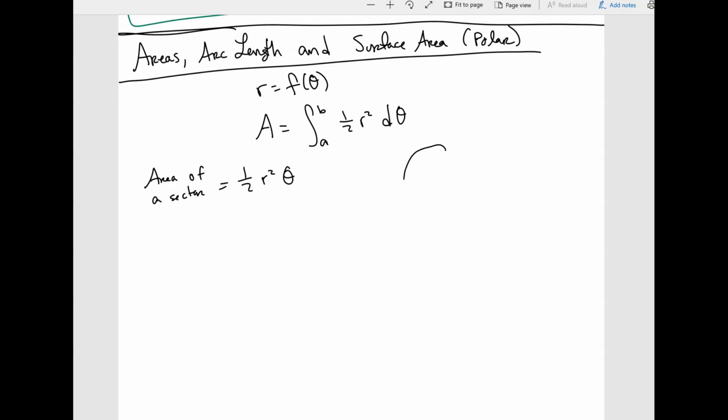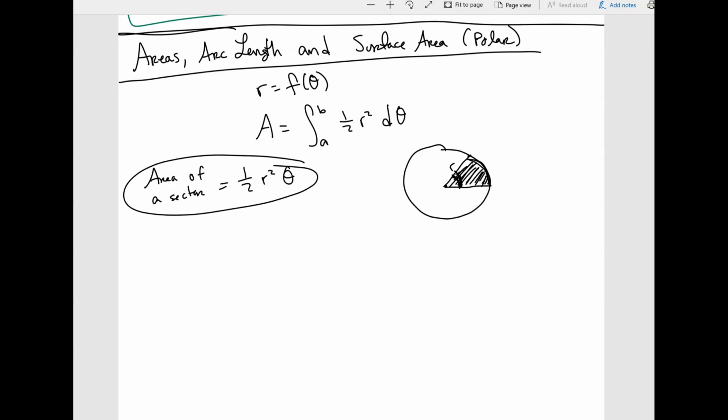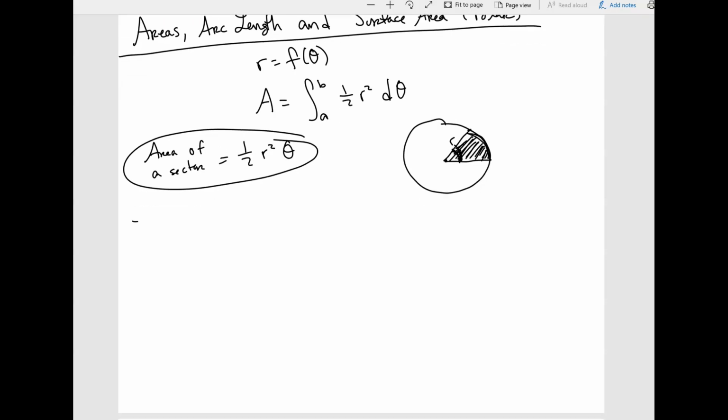Basically what a sector is, if you have this circle and you have this region of radius r, and this angle right here is theta, then you can figure out what this area is by just having 1/2 r squared and then the angle that this makes. So we're going to tap into this part. What I'm going to have is the following.